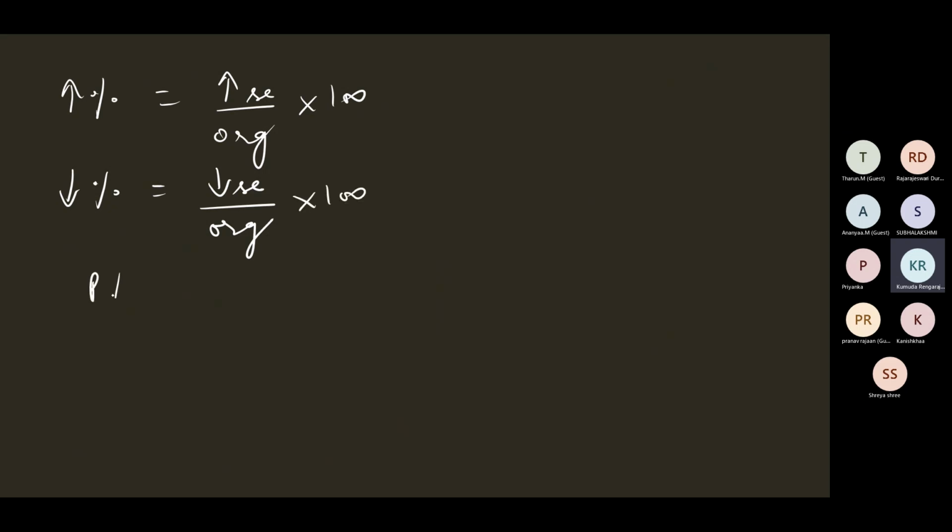How do you find the profit percentage? Profit by the original price, CP, into 100. Loss percentage, loss by CP into 100. Whenever you find a percentage, you multiply by 100. When you multiply by 100, you're finding the percentage.